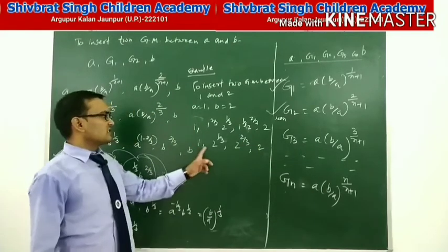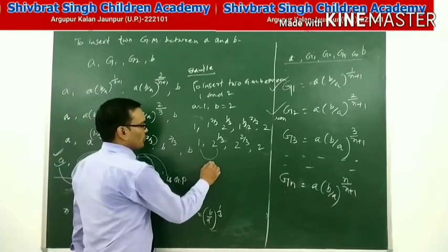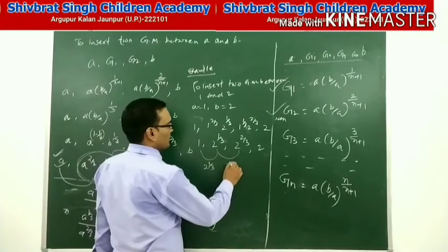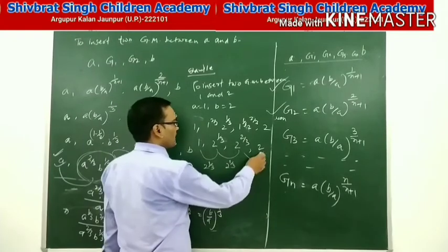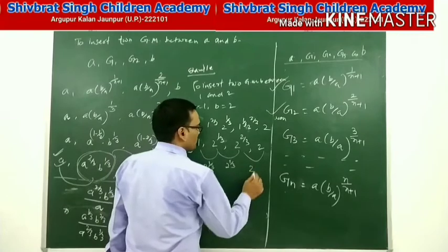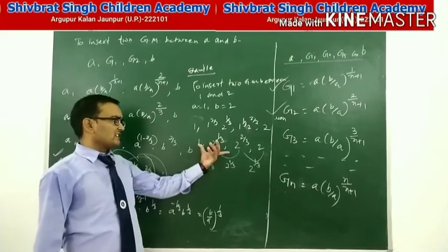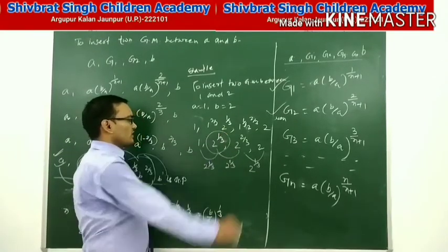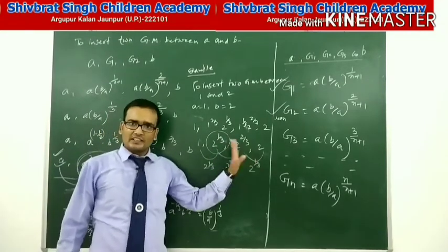Check whether this is a GP or not. We find the common ratio here, 2 to the power 1 by 3. We find the common ratio here, 2 to the power 1 by 3. We find the common ratio here, 2 to the power 1 by 3. Here the common ratio is equal, hence this is a GP, and the first geometric mean is 2 to the power 1 by 3, and the second geometric mean is 2 to the power 2 by 3.